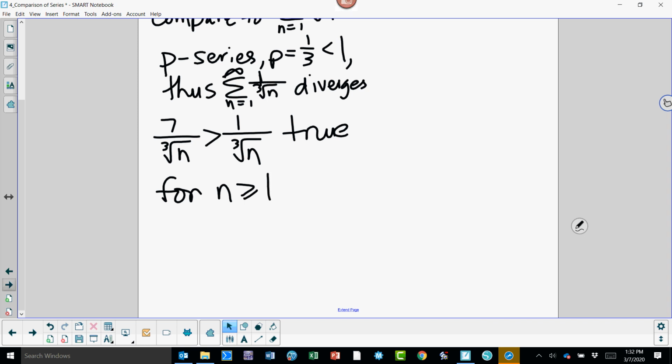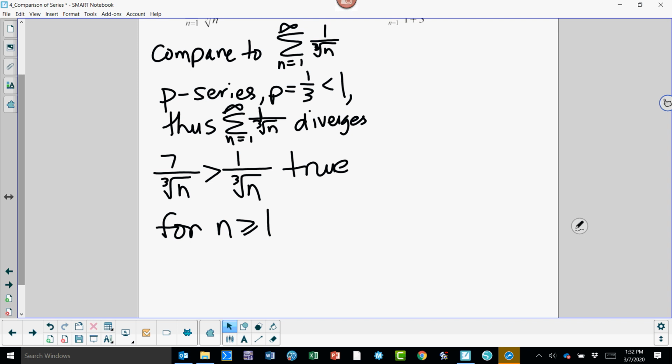So I don't care what happens other places. I only care what happens where the series exists. And it is true here. It could be not true other places, don't care. It's true here, and that's all that matters. So basically, I have found a comparison series. Step 1 is figure out what to compare it to and show that it converges or diverges. Second thing I have to do is show that the inequality is true.